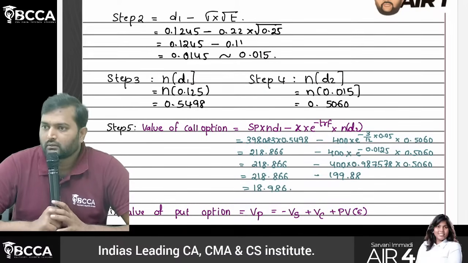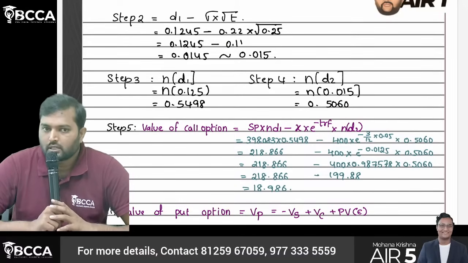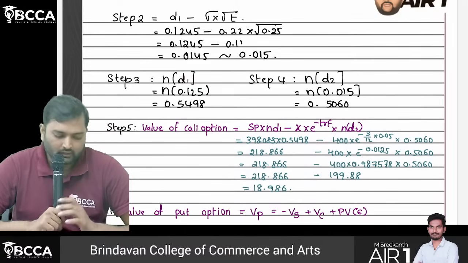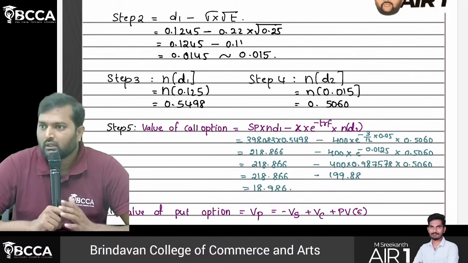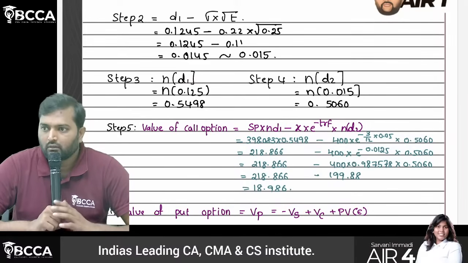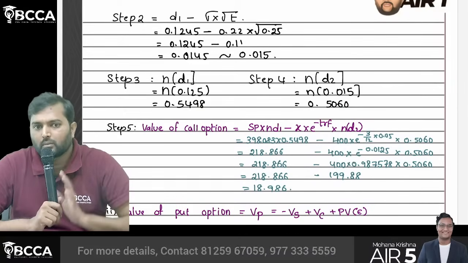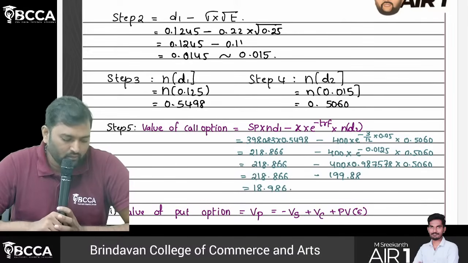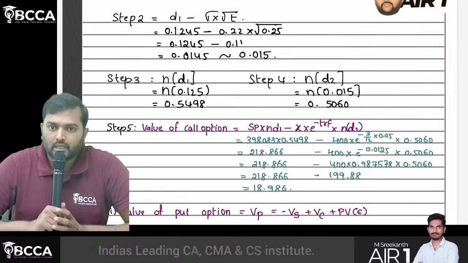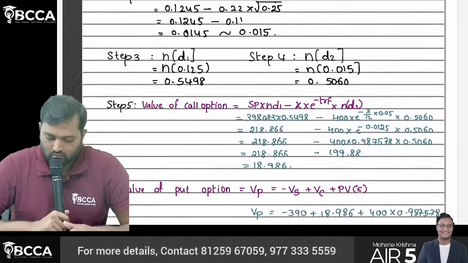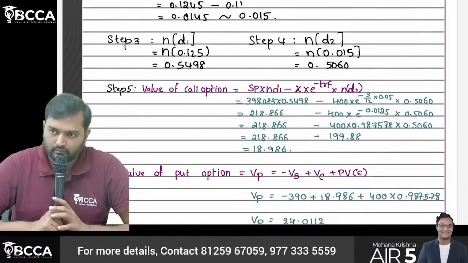Understand this again. First step is calculating the adjusted spot price. Second step, D1 calculation. Next, D2 calculation. Later on, we take the ND1 value, ND2 value, and then the value of a call option. Value of a call option is similar to the minimum value of a call option formula: spot price into ND1 minus X into e power minus TRF into ND2. So 18.986 is the answer.